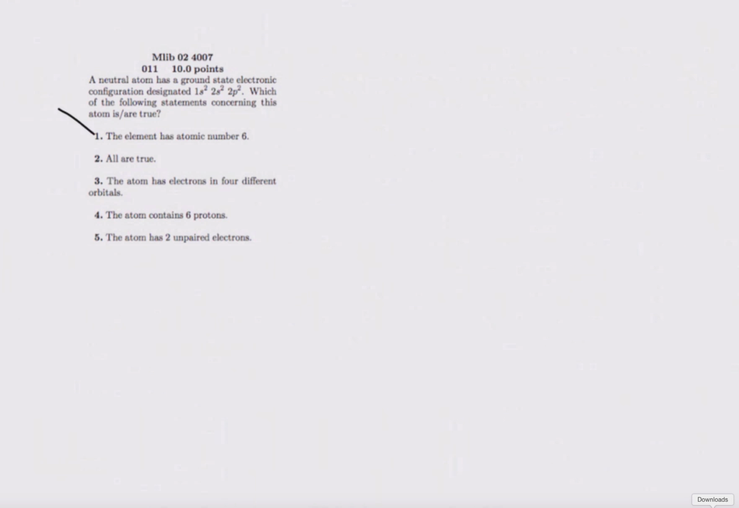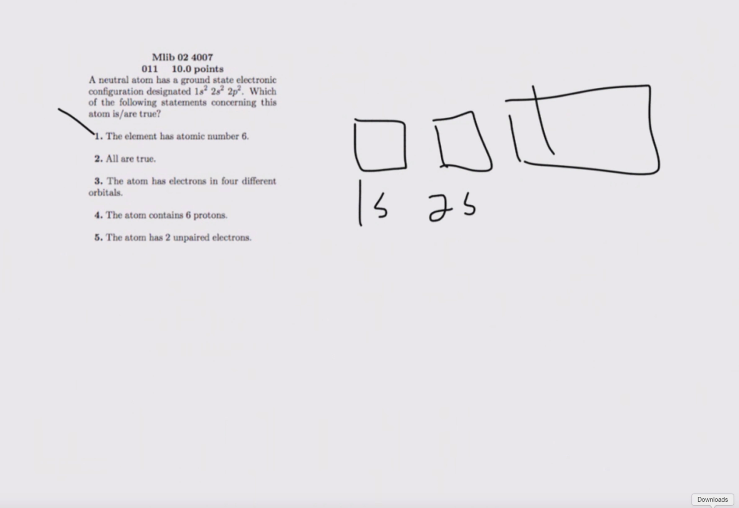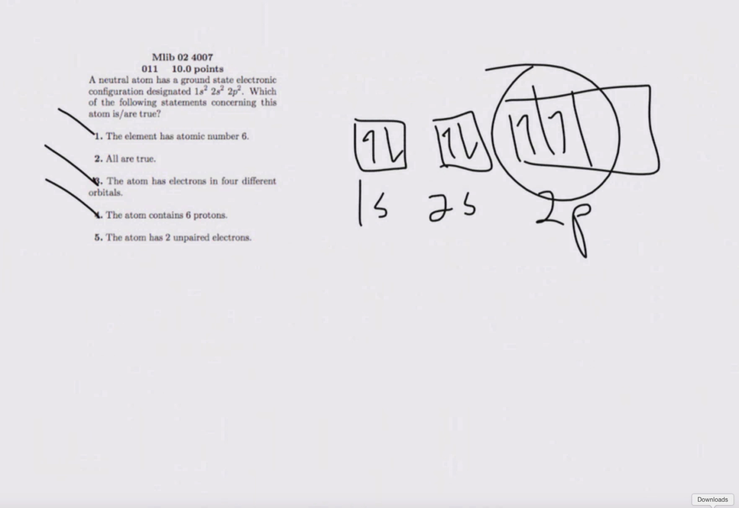The electrons are in 4 different orbitals. Well, let's see. If we do the orbital diagram, 1s, 2s, 2p, and we have 1s2, 2s2 electrons, 2p2. Well, those 2 electrons in the p sublevel can occupy separate orbitals because they can. They're on the same level. So they do have 4 different orbitals. 6 protons, yes, that means atomic number 6. And 2 unpaired electrons, which are in that p sublevel. So the correct answer here is that they're all true.